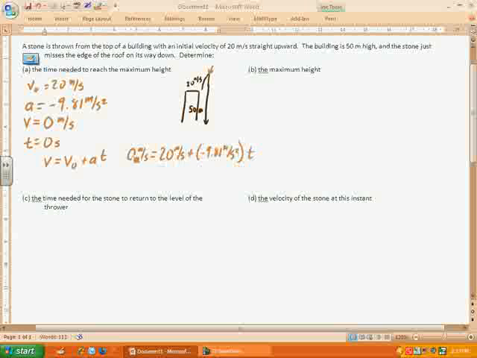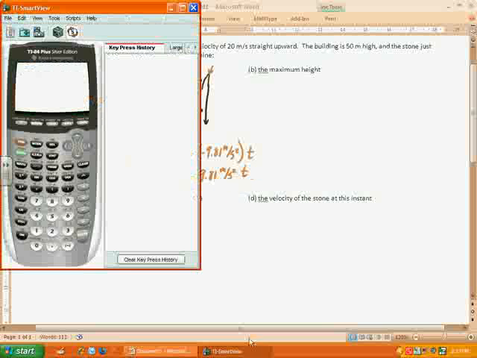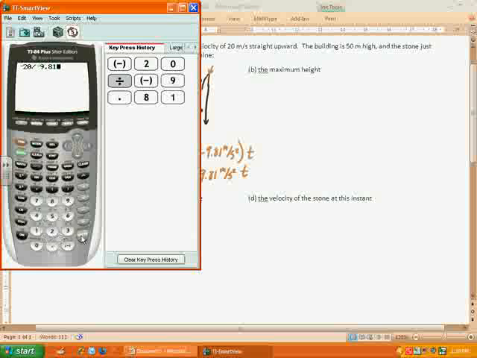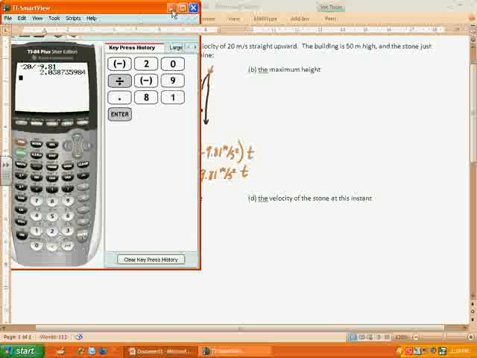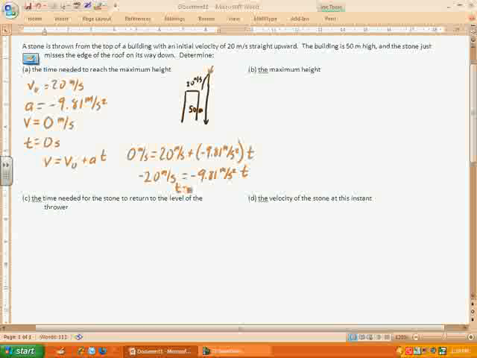We'll subtract the 20 to the other side, so we'll have negative 20 meters per second is equal to negative 9.81 meters per second squared times the time. We'll divide both sides by negative 9.81, so here we go. We'll take negative 20 and divide by negative 9.81, and we will get an answer of 2.03, so we'll say 2.04. So t equals 2.04 seconds. And so there's the answer to part A. So let's go into part B.